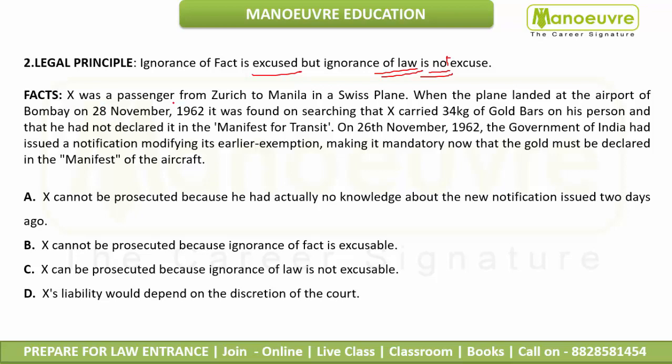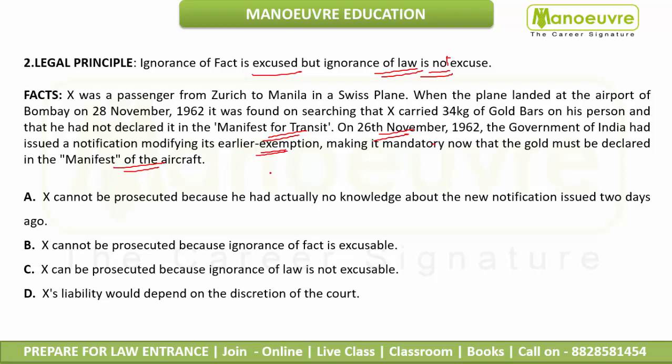Facts: X was a passenger from Zurich to Manila in a Swiss plane. When the plane landed at the airport of Bombay on 28 November 1962, it was found on searching that X carried 34 kg of gold bars on his person and that he had not declared it in the manifest for transit. On 26 November 1962, the Government of India had issued a notification modifying its earlier exemption, making it mandatory now that the gold must be declared in the manifest of the aircraft.